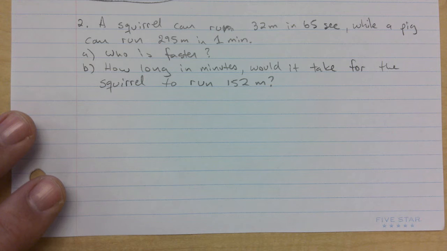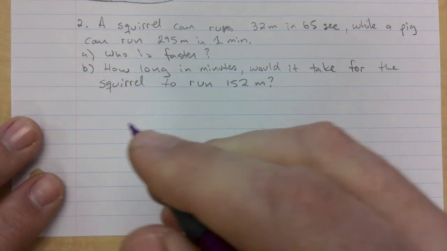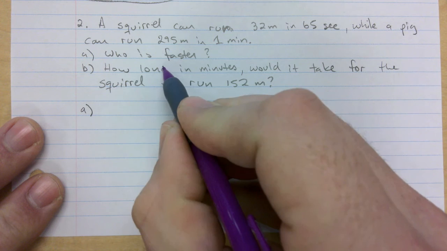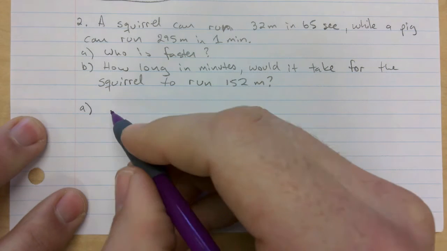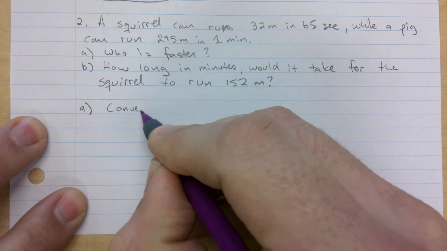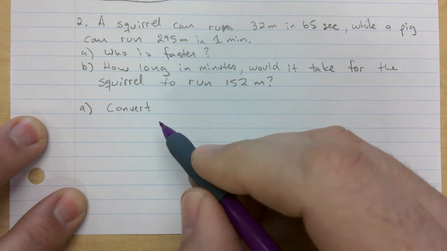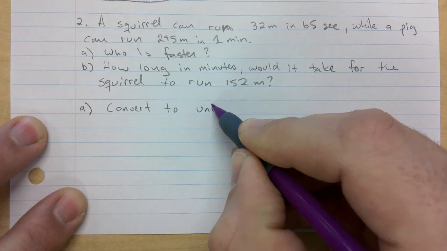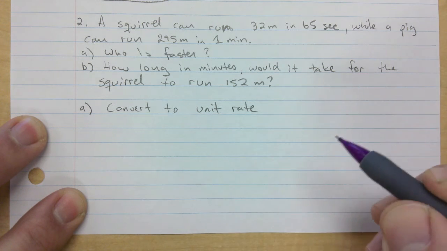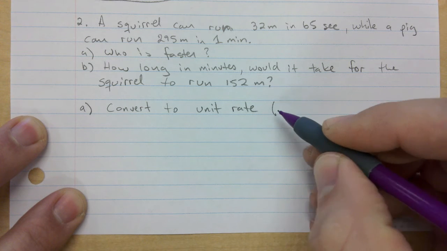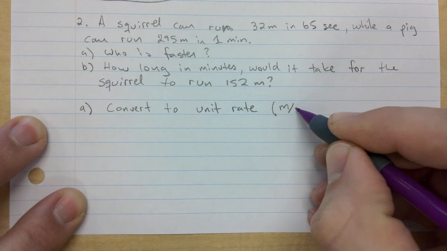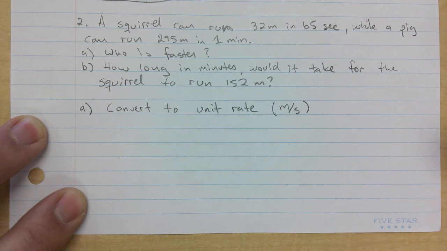I hope that at this point you're done writing this down. So let's answer A first. Who is faster? When it's asking which one is better, who's faster, and whatnot, I would convert to a unit rate. And in this example, what we're going to do here is we're going to convert both to meters per second, right? So meters in 1 second. That's what I'm going to do.